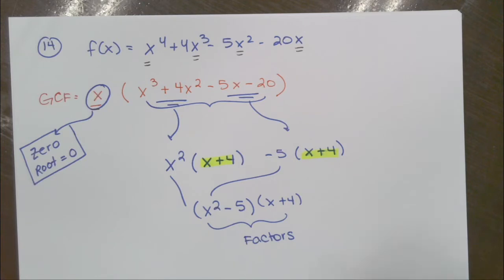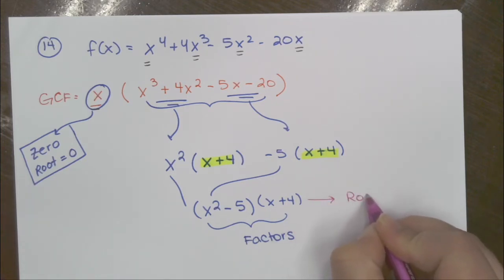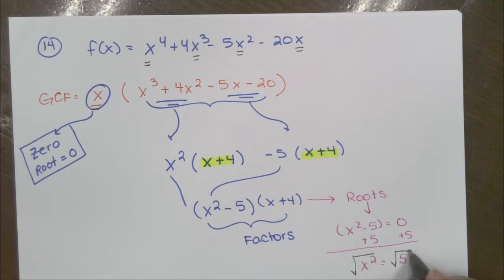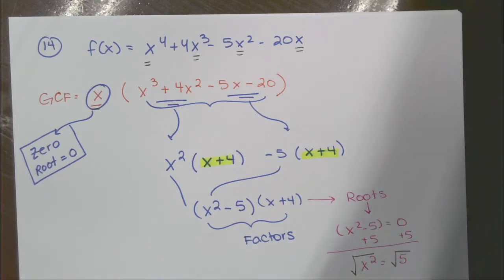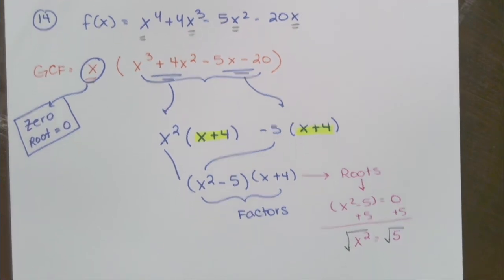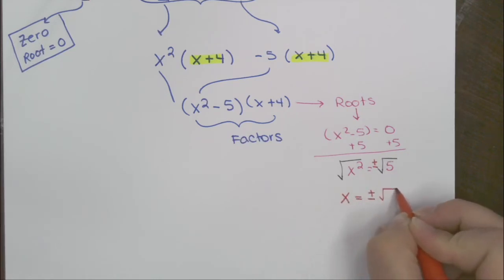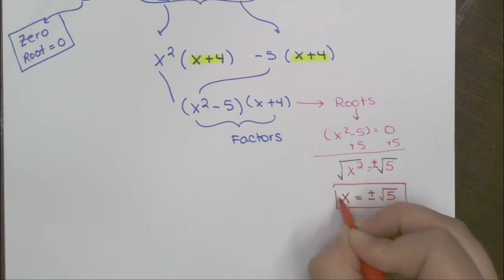So we need to convert your factors into roots by setting both of them equal to 0 and solving. I'm going to do one and then I'm going to do the other. I'm going to add 5 to both sides. So I have x squared is equal to 5. Then I'm going to take the square root. And anytime you take the square root, remember you have to add that plus or minus in front of the square root symbol. X is then equal to plus or minus the square root of 5. This one right here is your root, or 0.